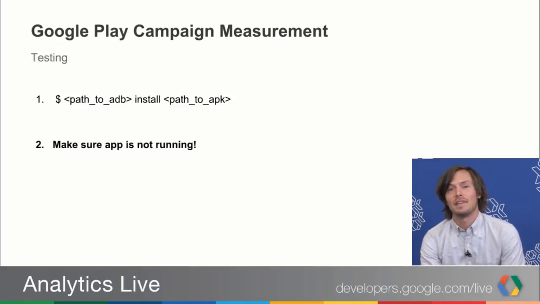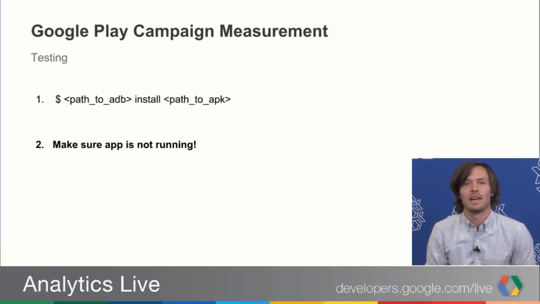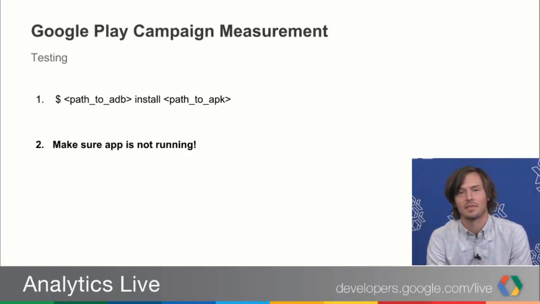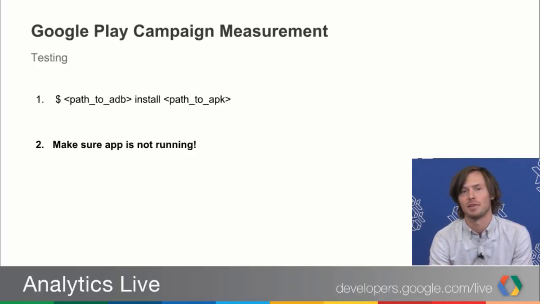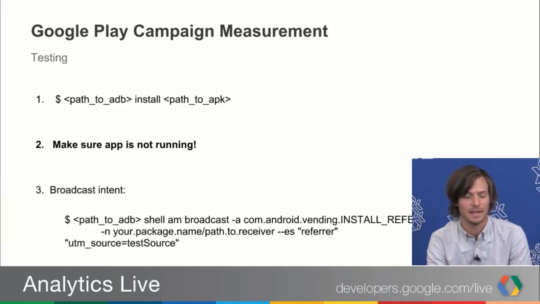Step 2 is make sure the app isn't running. That causes problems with the way that the Google Play broadcast receiver and the service are designed to work. So just make sure the app isn't running. Just install it, but don't actually open it. And then the third is we're actually going to broadcast the intent.